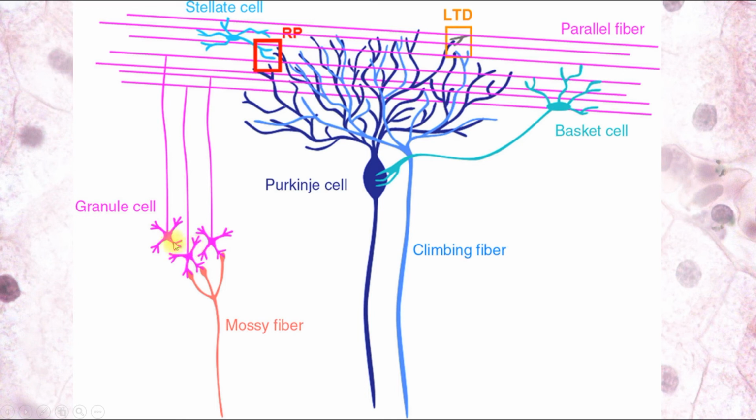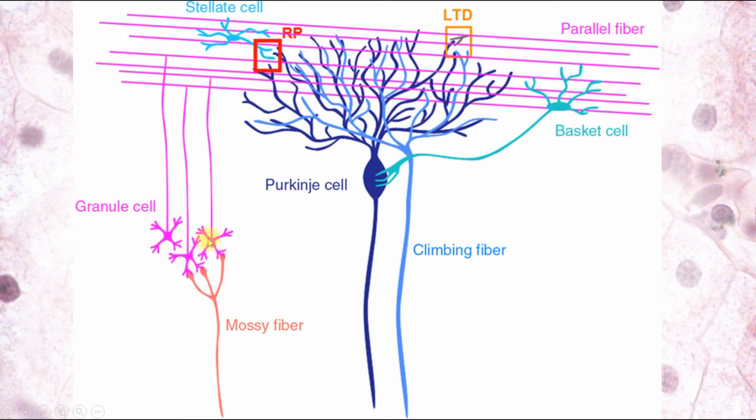Here we can see granule cells. They are cell bodies and they receive information from mossy fibers. And here they form glomeruli of cerebellum. They are contacts, synapses between mossy fibers and granule cells. They form glomeruli of cerebellum in the granule cell layer.